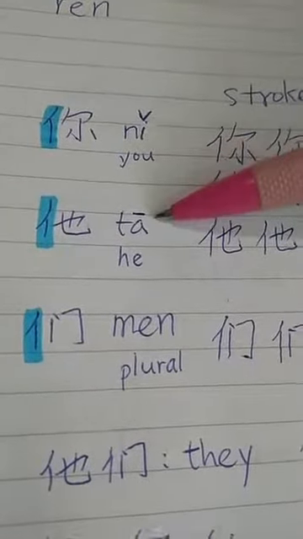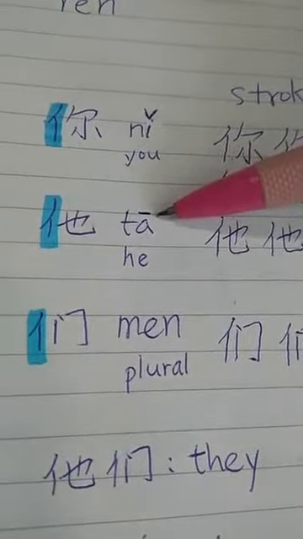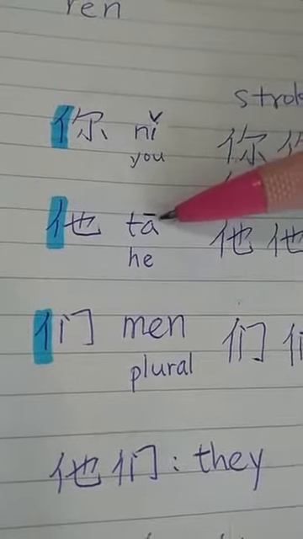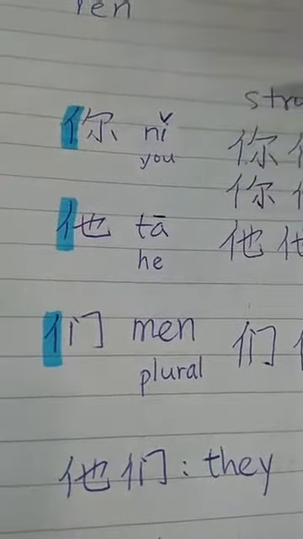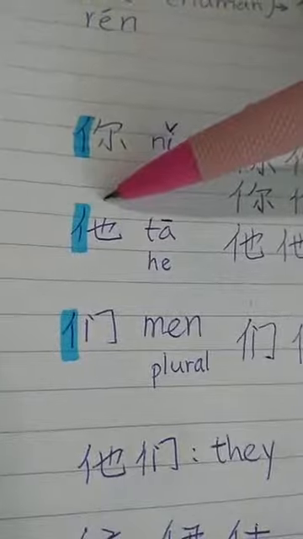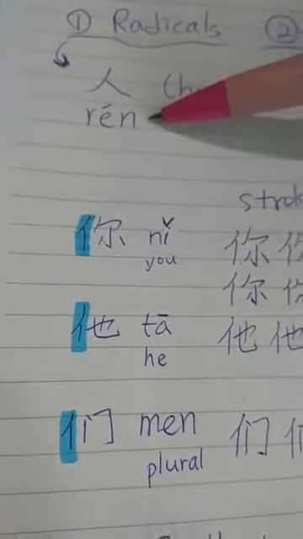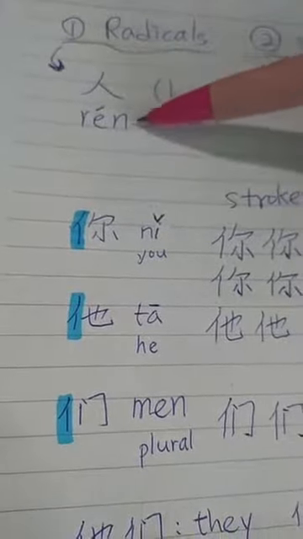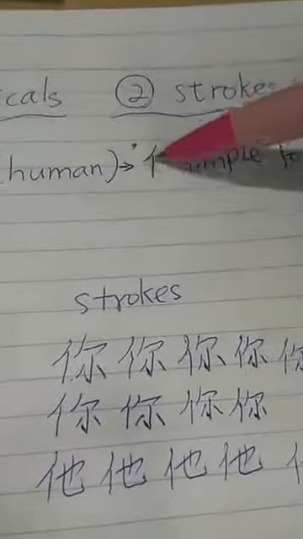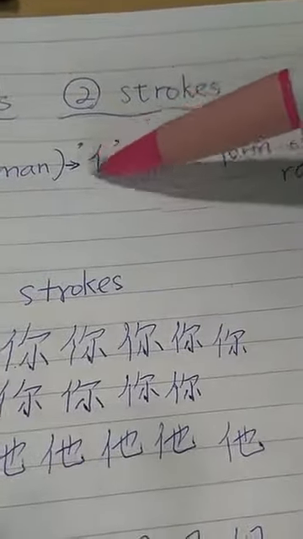Okay, that's the first tone. 他, 他, 他. Okay, which means he. And you can see the radical here, right? The radical is 人. The radical is 人. And you see the simple form here, the simple form here.